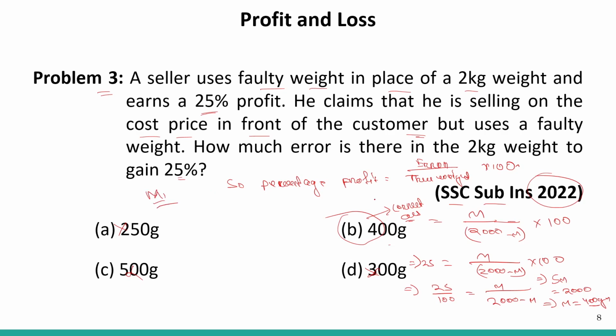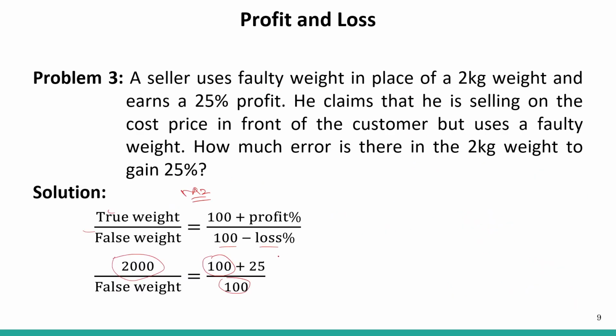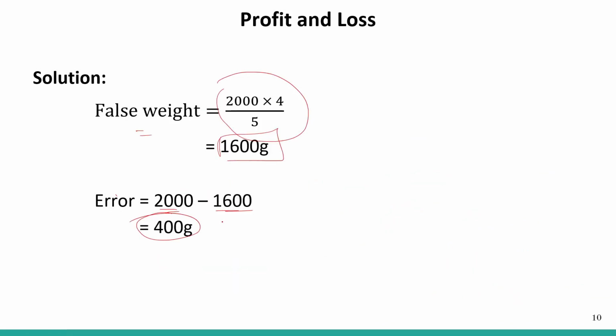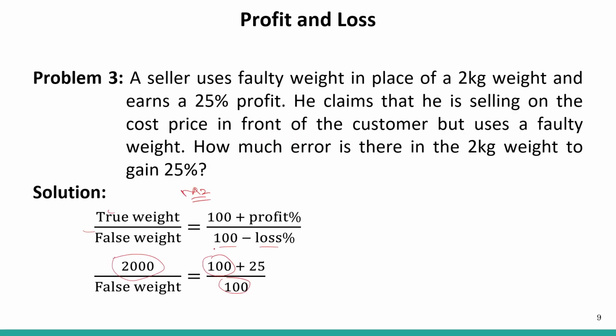This method is the formal method using the formal definition of percentage profit. By taking m, the error amount, as an unknown, we solve for m and we got m is equal to 400 gram. So 400 gram is the correct answer here. And in method 2, we used the ratio proportion formula to get the answer.